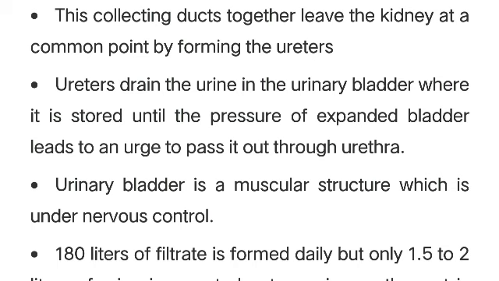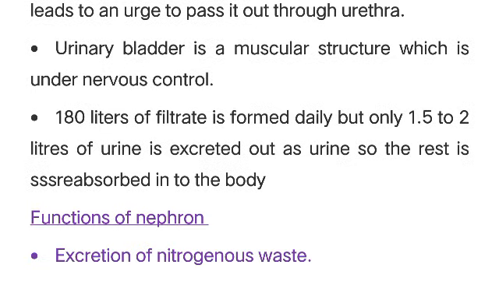In the urinary bladder, the urine is stored until the pressure of the expanded urinary bladder leads to an urge to pass it out through the urethra. The urinary bladder is a muscular structure which is under nervous control. Around 180 liters of filtrate is formed daily, but only 1.5 to 2 liters is excreted as urine. The rest is reabsorbed into the body.